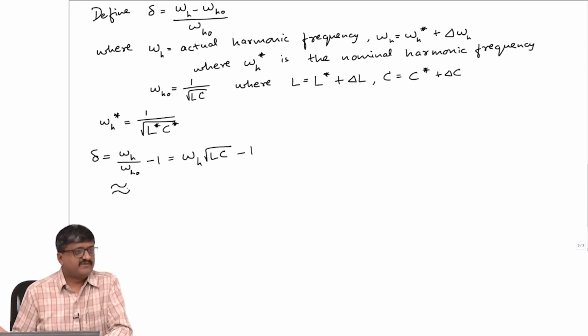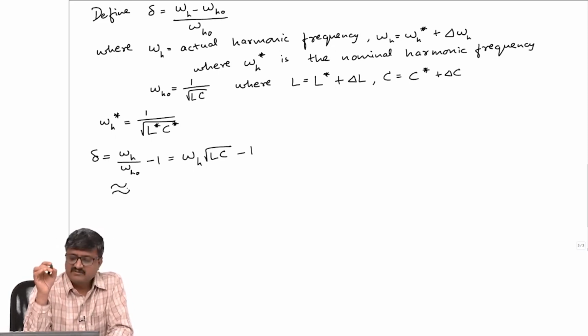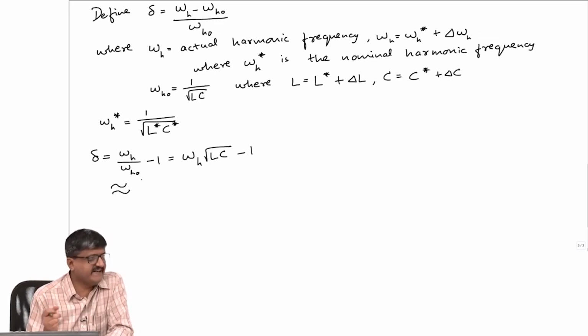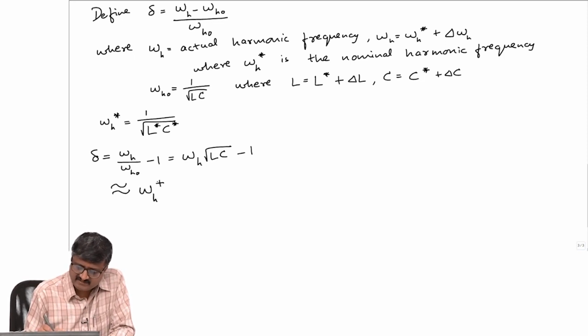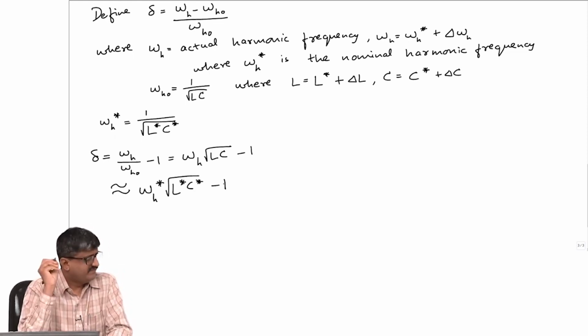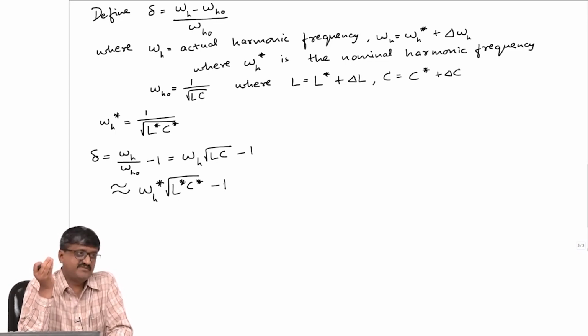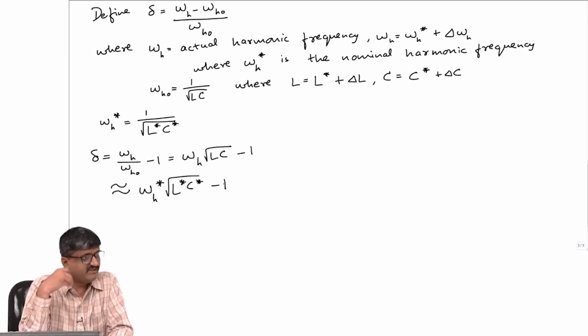So, what is the first term? I am trying to do a Taylor series expansion about the ideal values omega H star, L star, C star. So, the first term will be nothing but the right hand side itself with omega H replaced by omega H star, L replaced by L star, C replaced by C star. So, omega H star under root L star C star minus 1, that is the first term. Then what sort of terms come next? Partial derivatives with respect to omega H, with respect to L, with respect to C.